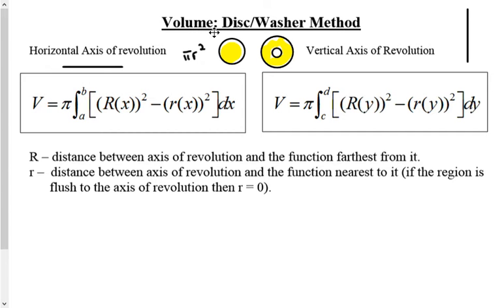Just to illustrate, if I took this pi and distributed it back through here, I get pi times the big radius squared, which makes my big circles, and then minus pi times the little radius squared, which makes my little circles. So this formula is just the area of a circle, and when we integrate it from a to b, it adds up the area of every circle from a to b and gives us the solid volume.